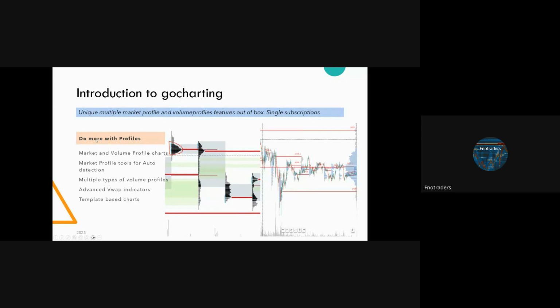What they do additionally, which I think nobody else is uniquely offering on a charting platform, is that market and volume profile charts are available as a default feature. There are market profile tools for auto detection of low volume and high volume nodes. Then different types of volume profiles are available, such as the intraday profiles.